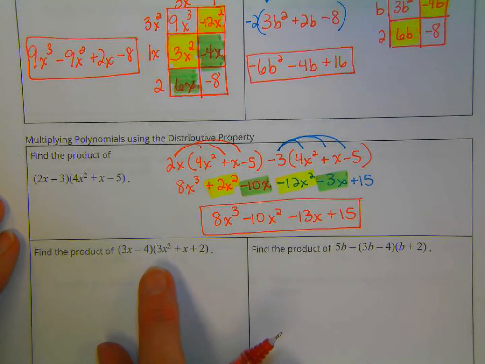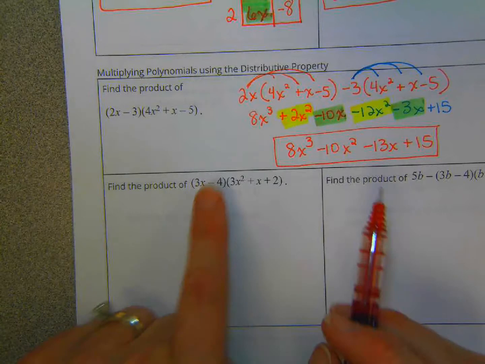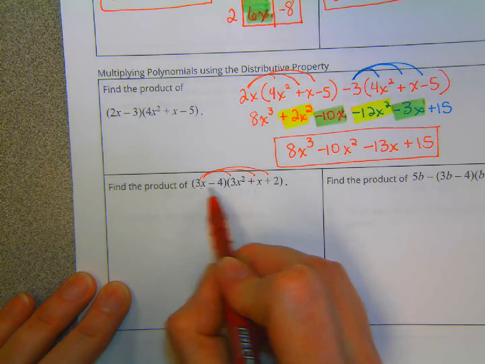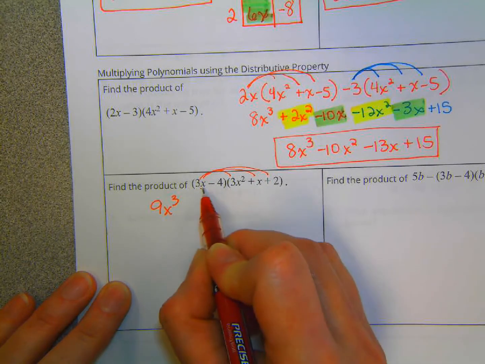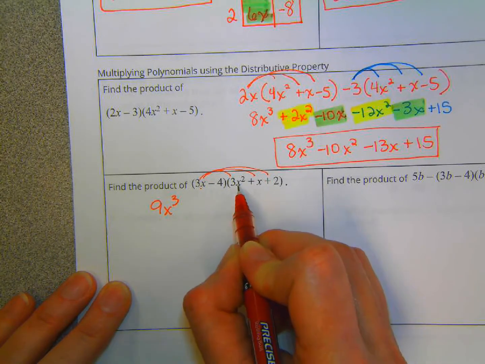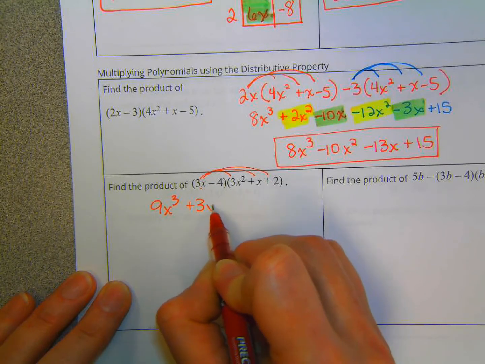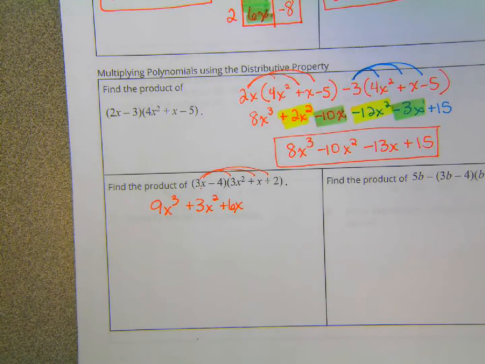So I'm going to shorten this next one up. This is how I would do it. I would just kind of ignore this, and I would go like this. 3x times 3x squared is 9x cubed. Careful with the x's. Don't let those get lost in the shuffle. X times x squared is x cubed. 3x times x is 3x squared. 3x times 2 is 6x.